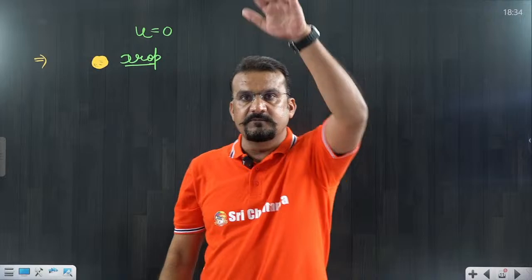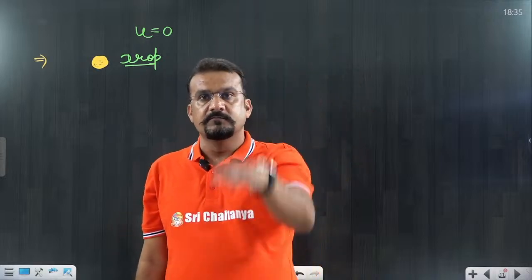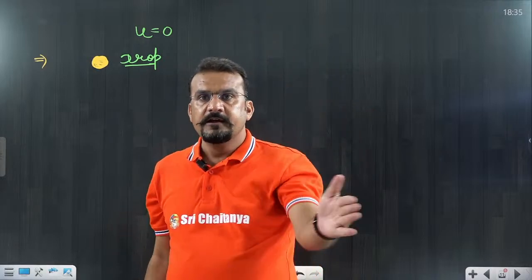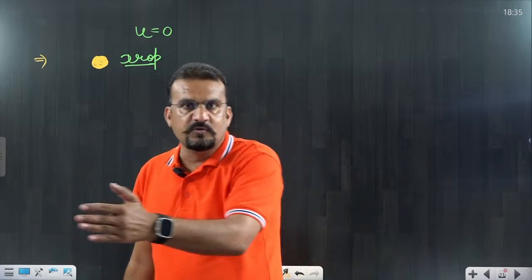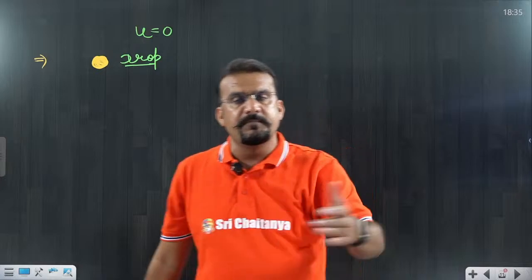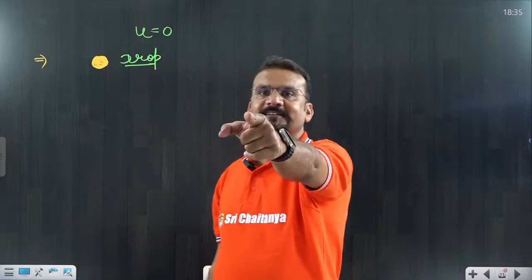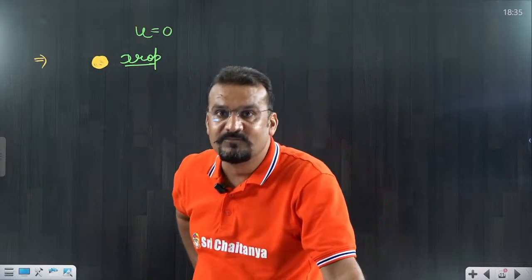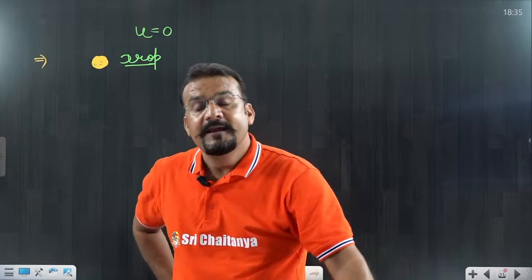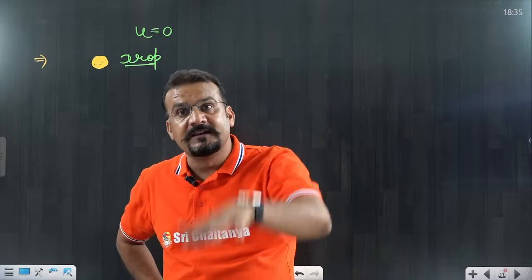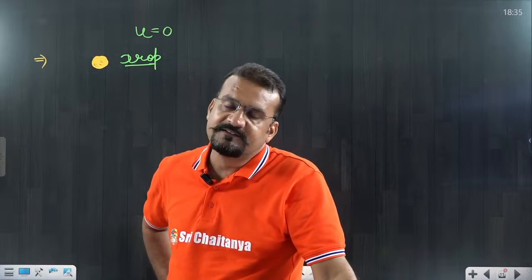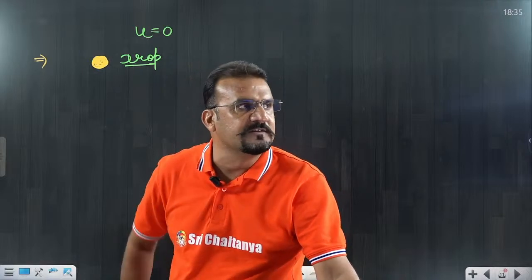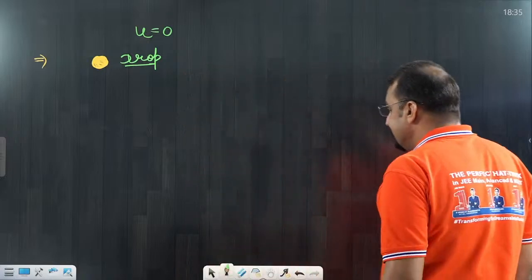The only difference is that motion under gravity is vertical 1D motion, and the other 1D motion is horizontal motion. If a car is moving straight without turning back or without changing direction, this is horizontal motion, motion in a straight line. And motion under gravity is also 1D only, but the difference is that this is vertical motion, dear student. Okay, listen to the question carefully.